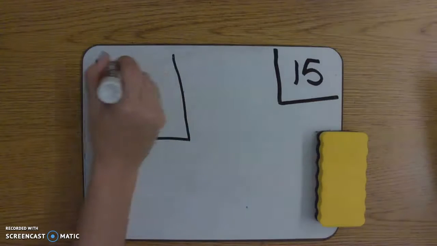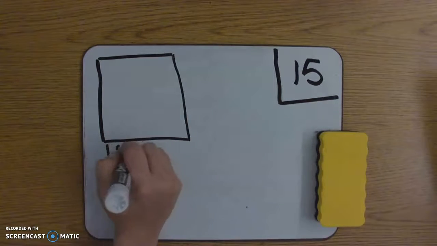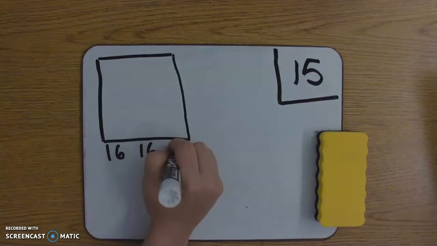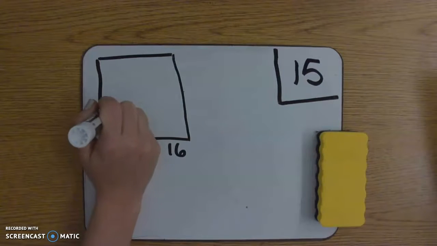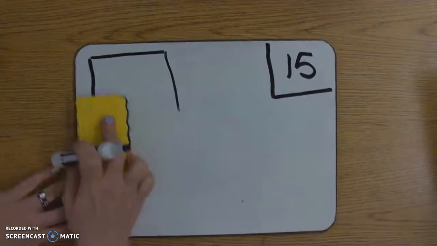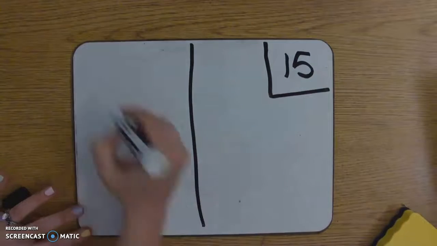So here's my package of cookies. And I know that there's 16 in each row. 16, 16, and 16. So 1, 2, 3, 4. And you know what? I can already tell I'm going to run out of space. So I'm going to start over, and I'm going to use my whole board this time.